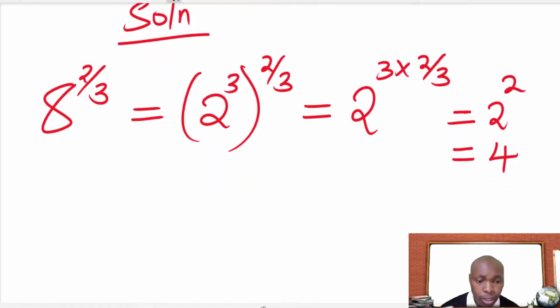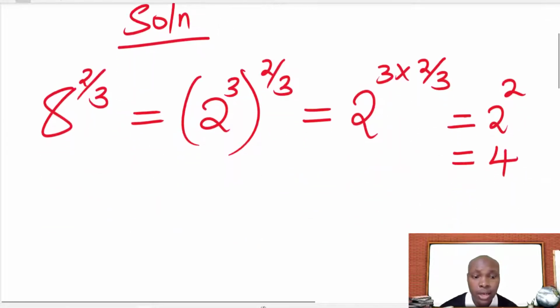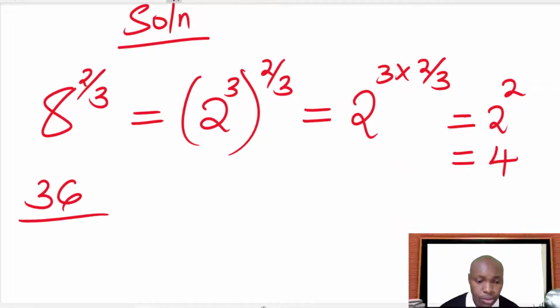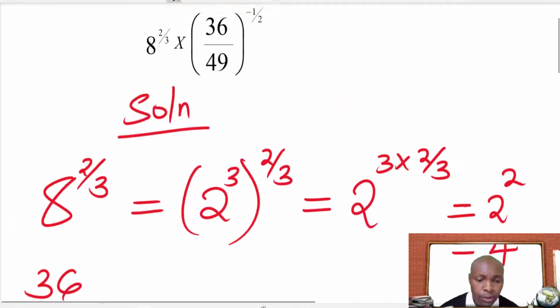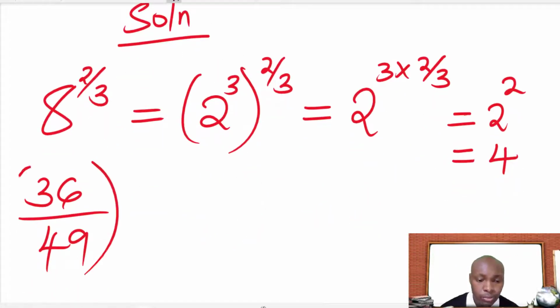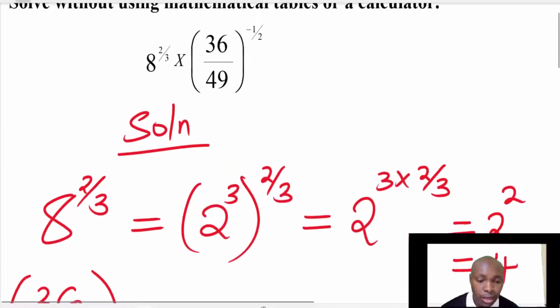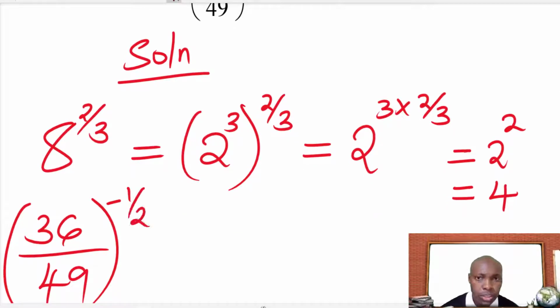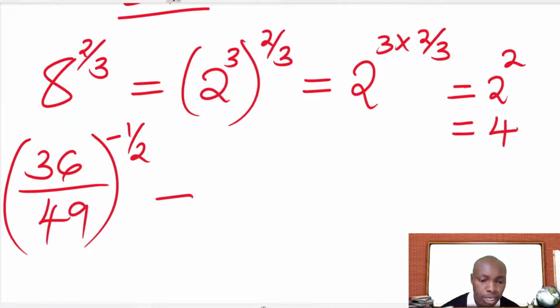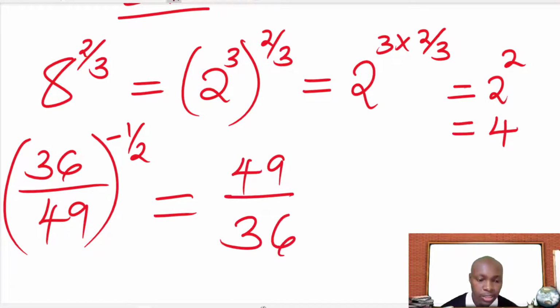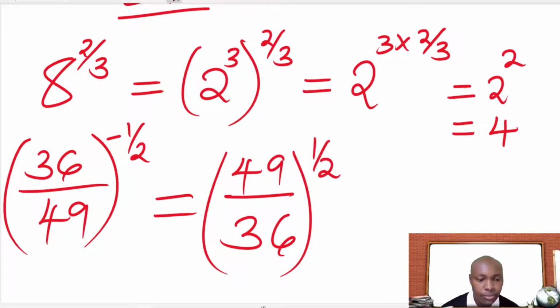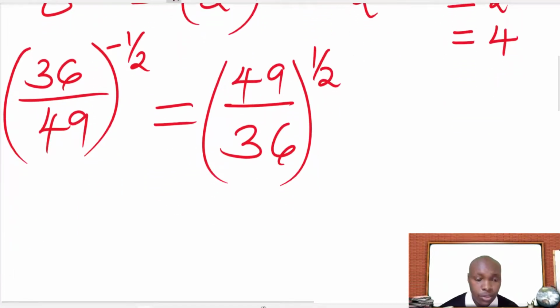Now let's go to the other part, which is 36 divided by 49, raised to power negative half. Now for this one, I hope we remember how we deal with the negative index and what it means. So this is the same as 49 over 36. When we remove the negative index, we get the reciprocal of this. But this time round, when you get the reciprocal, the negative index will disappear. We remain with the positive index, that is a half. So that is very important. You need to remember that.